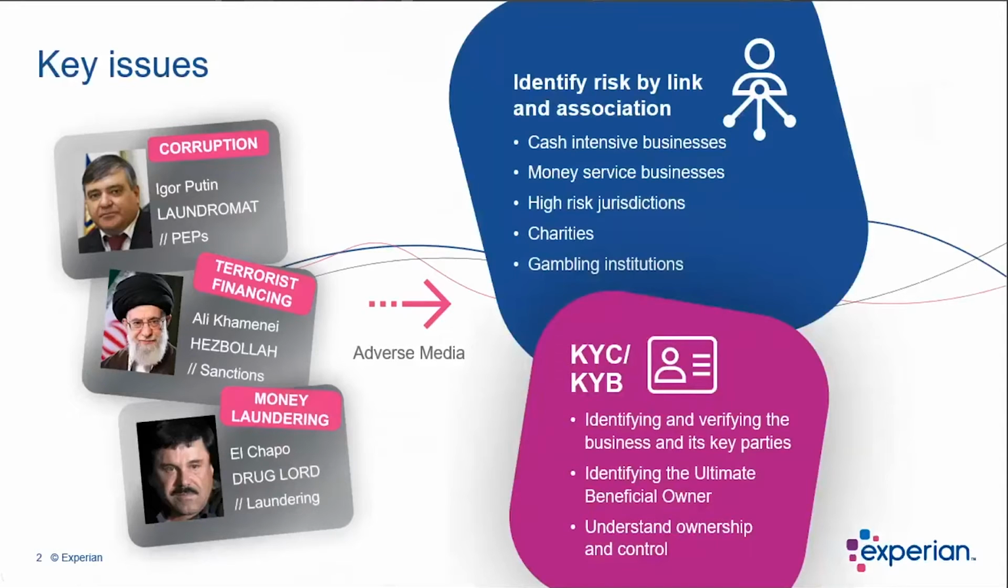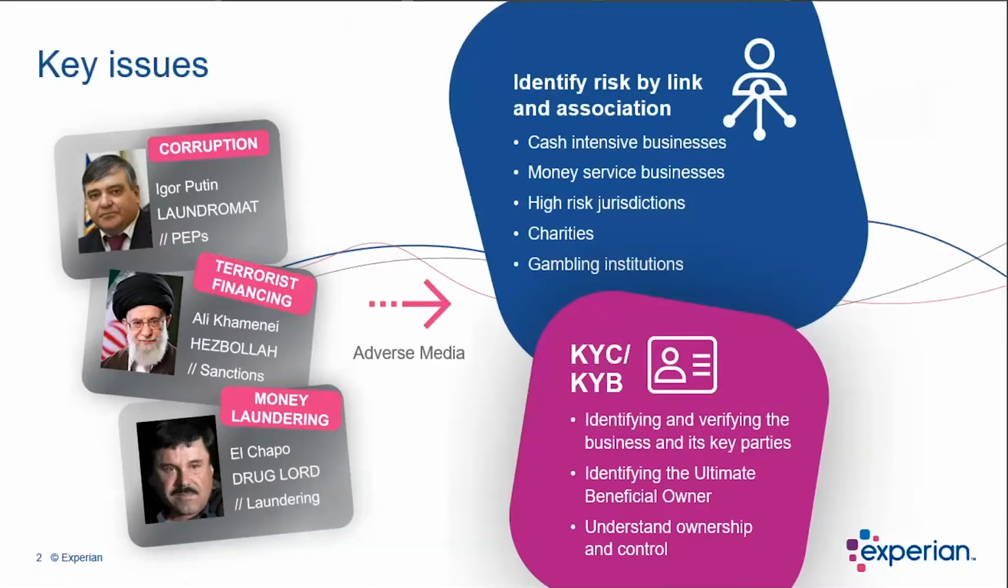So you absolutely need to understand whether that business is associated with corruption, terrorist financing, or money laundering. In the top right-hand side here, you can see that these are the common risks, certainly in the banking and the financial services market, that you need to look out for. So is the business cash intensive? Is it a money service business? So is it transferring money around the world, perhaps a Western Union sticker on the shop front?